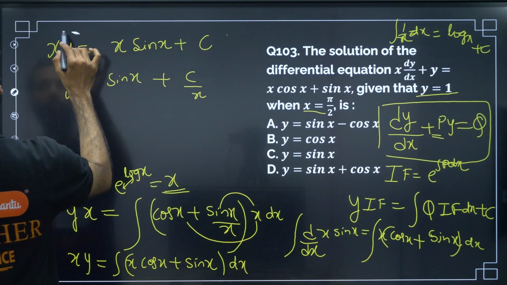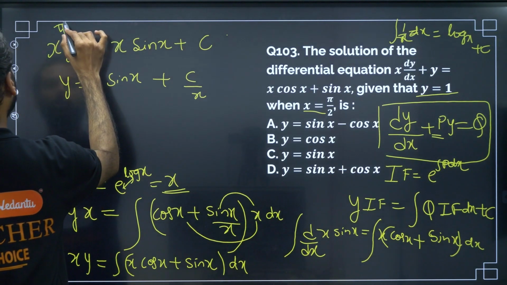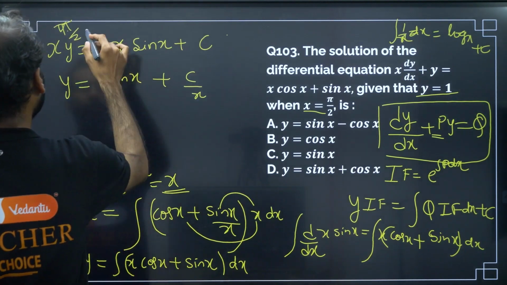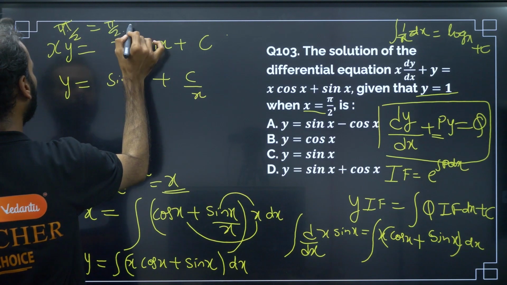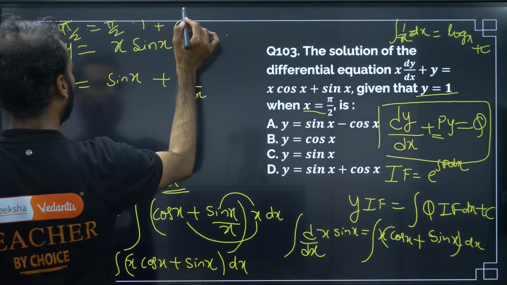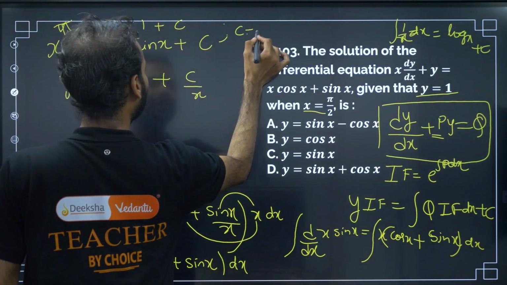So x I have to place pi by 2, x is pi by 2, y is 1, equal to pi by 2 sin pi by 2, 1 plus c. So pi by 2 gets cancelled, and finally c is equal to 0.